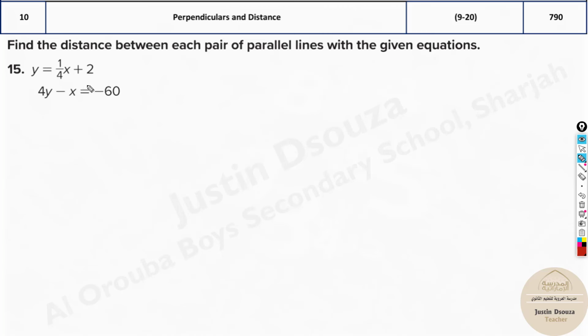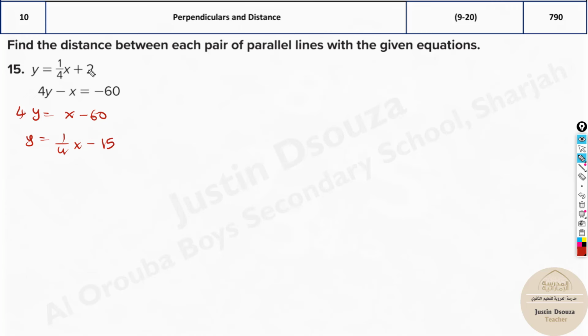Now here also it's the same thing, but I'll solve this one. The only thing is the equation needs to be rearranged. First one is all fine. The second one needs to be written as y equals: take this x to the other side, positive x minus 60, and this 4 is there, right? Divide throughout by 4. y is equal to 1/4 x minus 60 divided by 4, which is 15.